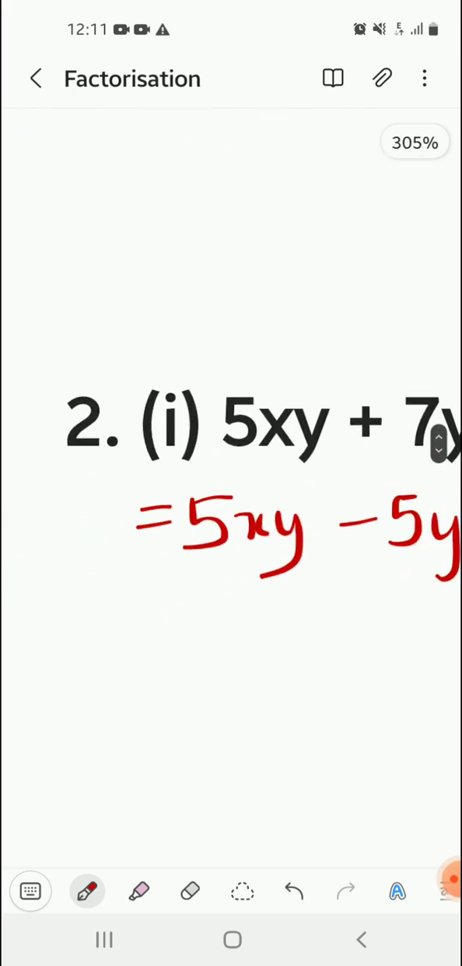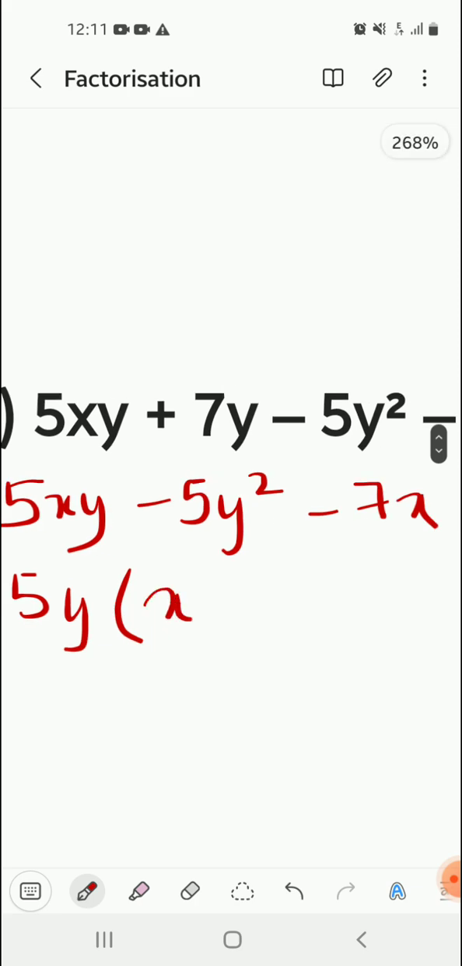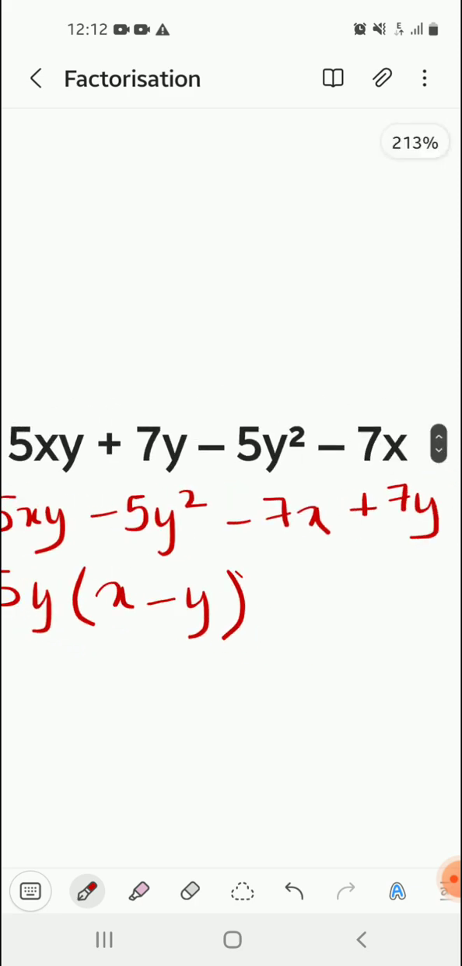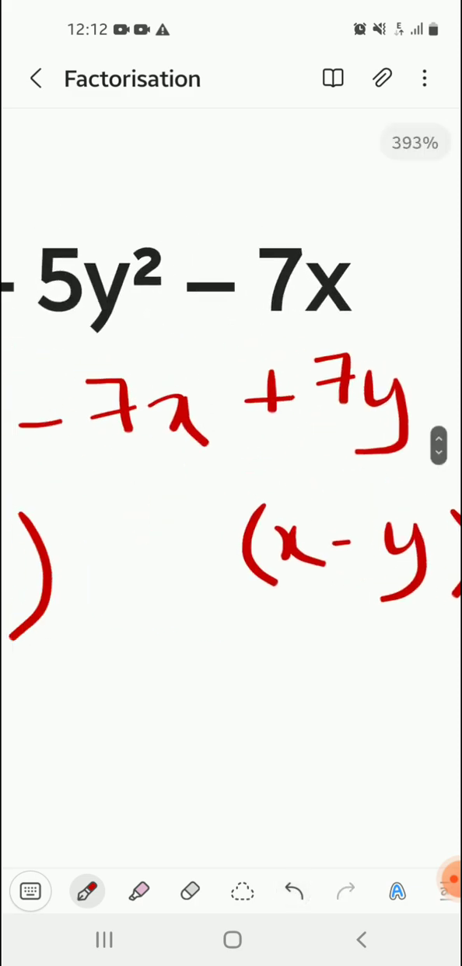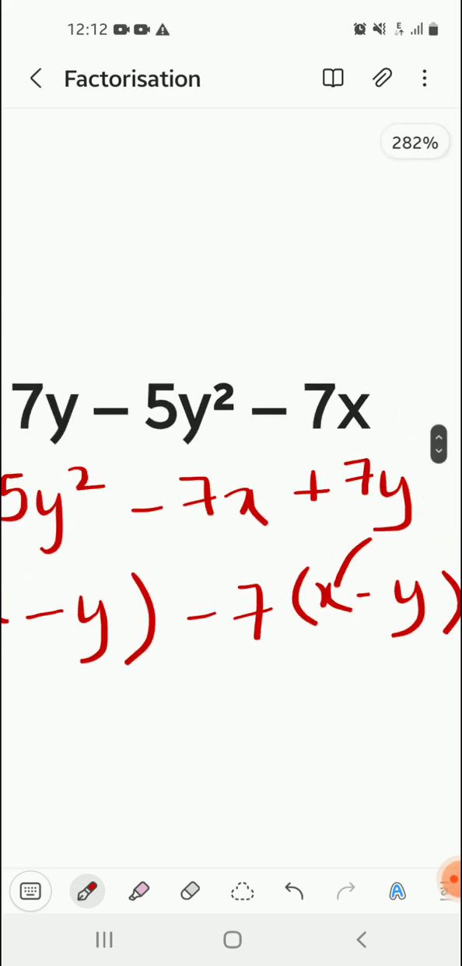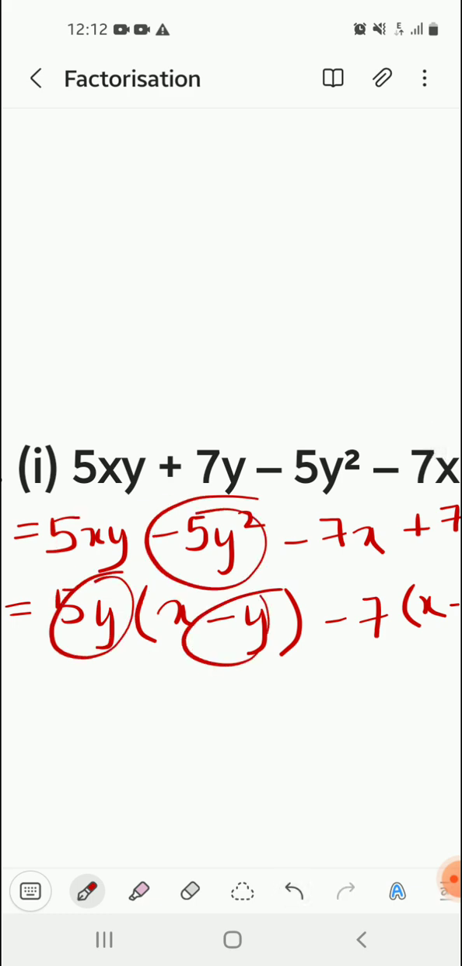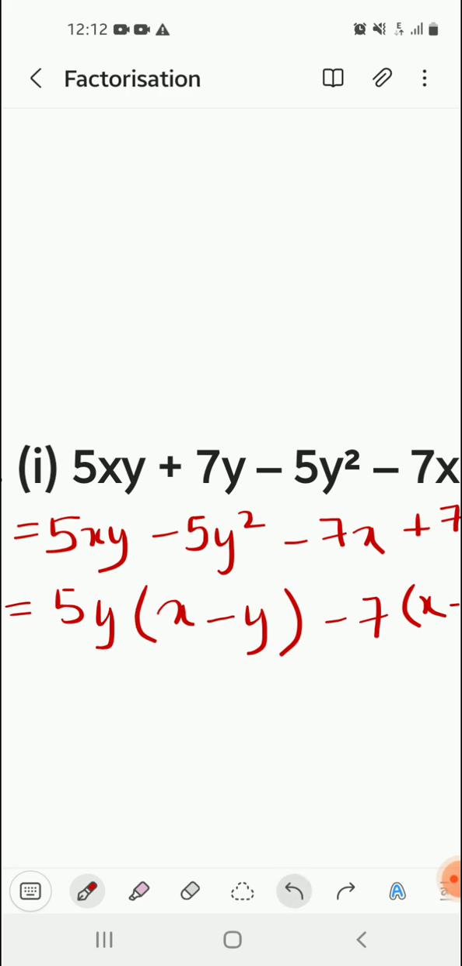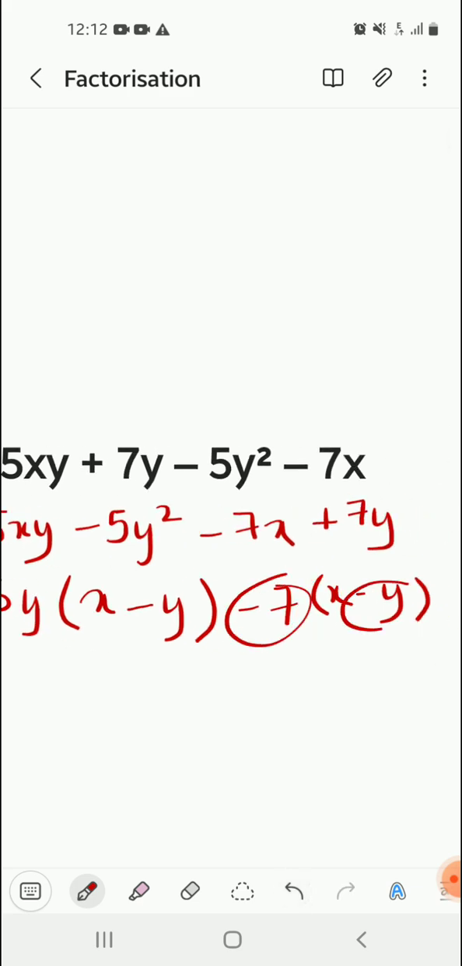Now see, here common is 5 and y. Here x and y is left out. Here we have got x minus y, so again another factor will be definitely x minus y. So the factor will be minus 7. Let's check. 5y into x is 5xy. 5y into minus y is minus 5y square. Minus 7 into x is minus 7x. Minus 7 into minus y is plus 7y.